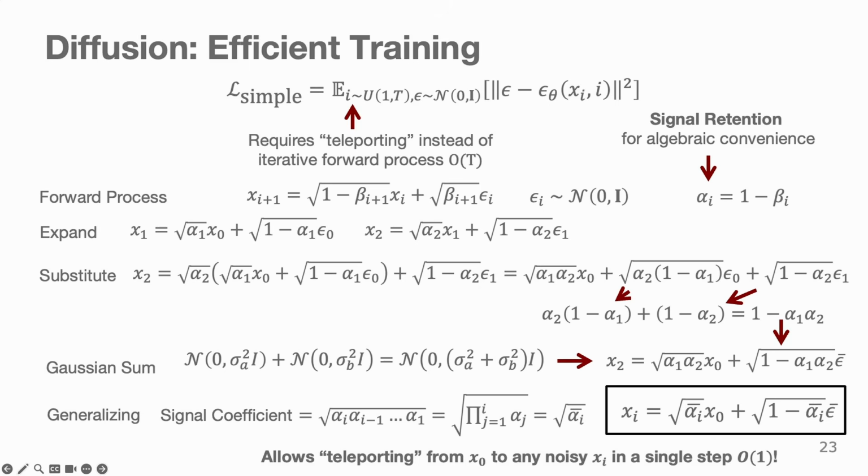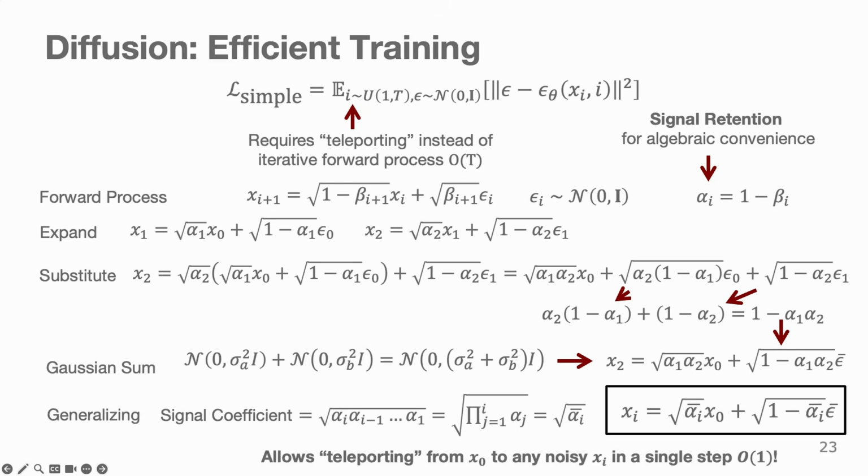So here in the slide, you can see the derivation of how we can enable efficient training. We first, for convenience, define alpha_t, the signal retention, as 1 minus beta_t, and then start by unrolling x_1 and x_2. Then we substitute x_1 into x_2, and then we get this mess of square roots on the right side of the slide.